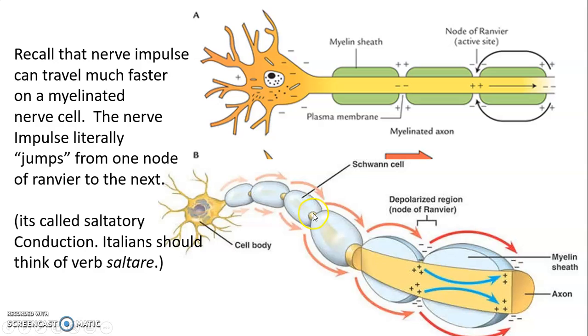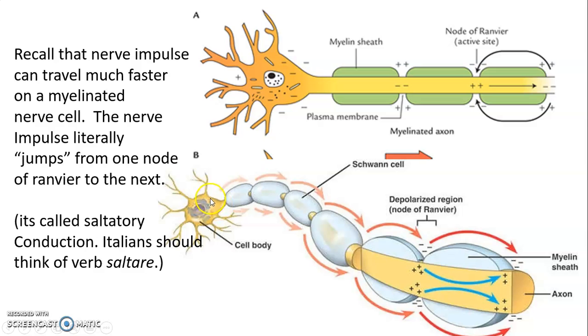And the reason is that it literally travels from one node of Ranvier to another. It takes these big leaps. It's jumping. And so that action potential is much faster. The sodium and potassium ions only have to move here, and they jump, they move here, they jump, they move here. So there are only certain areas of ion activity.